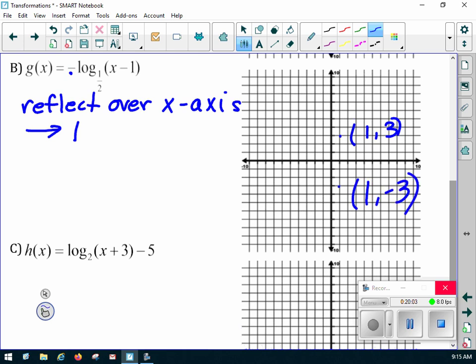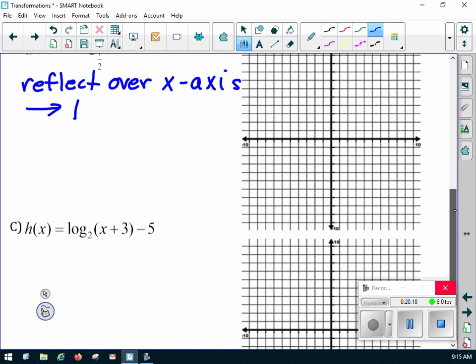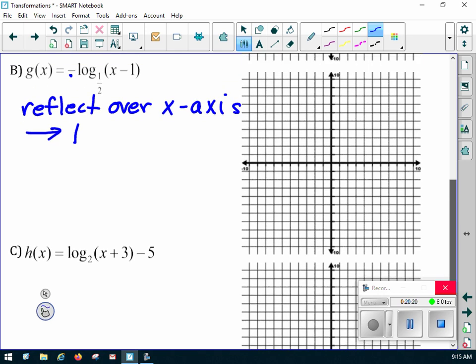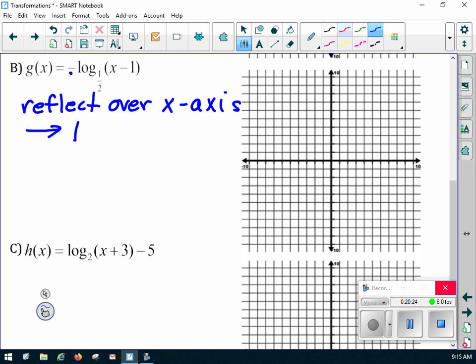Agree that it changes the sign of the y value? Okay. Are you struggling with this because there are so many steps? Okay. Take off the transformations. What are we left with?